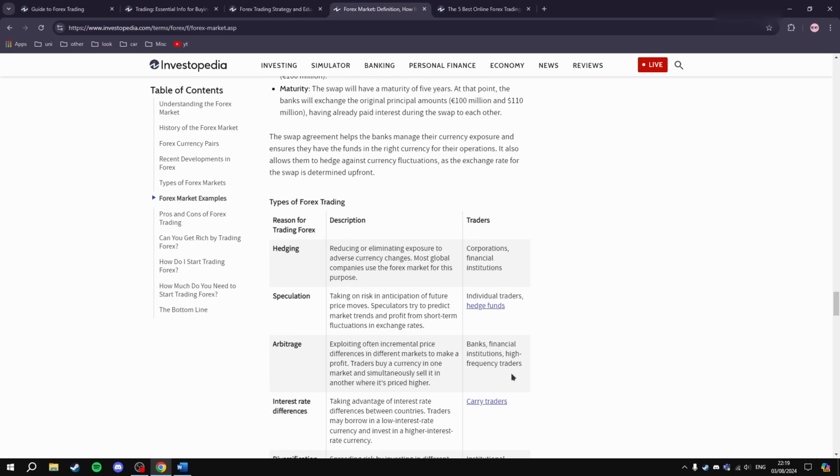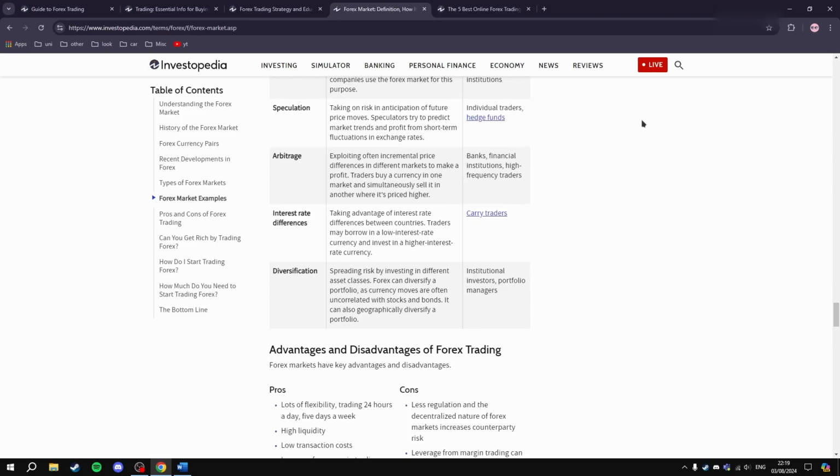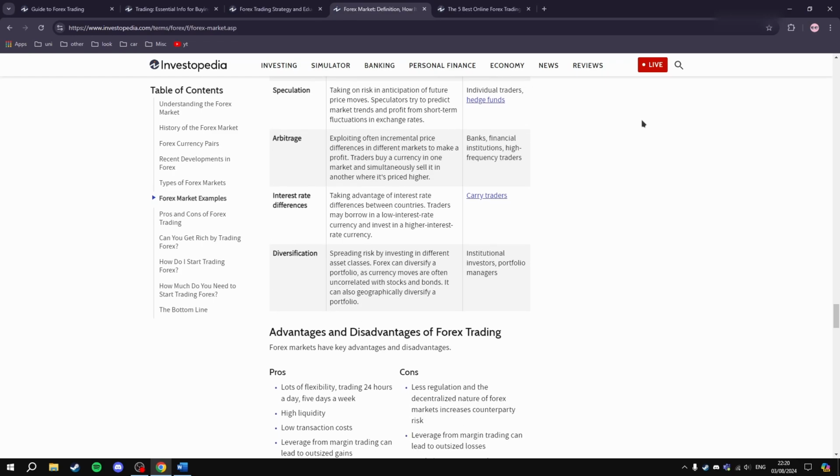Right. So types of Forex trading, reason for trading Forex, description, traders. Hedging: reducing or eliminating exposure to adverse currency changes. Most global companies use the Forex market for this purpose. Traders: corporations, financial institutions. Speculation: taking on risk in anticipation of future price movements. Speculators try to predict market trends and profit from short-term fluctuations in exchange rates, so individual traders and hedge funds.